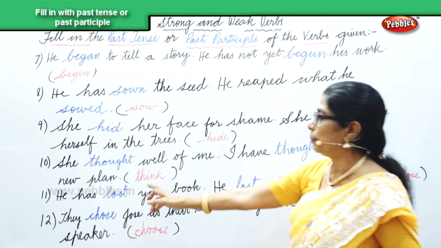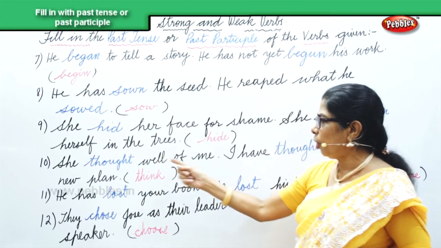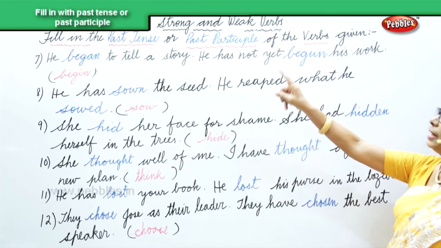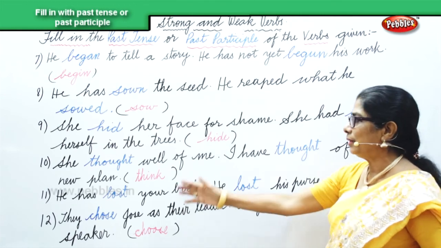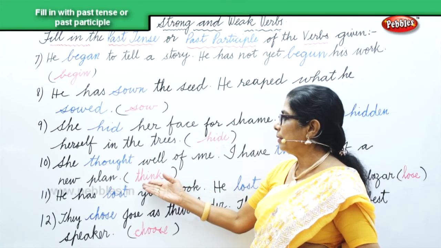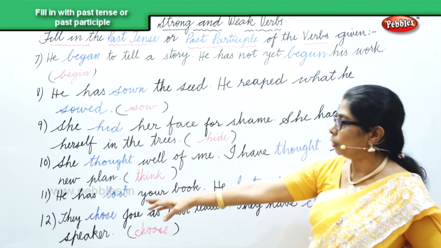She had hidden herself in the trees. That's the past participle. The verb in the present given to us is think. She thought well of me. Think, thought, both for past and past participle, same. She thought well of me. I've thought of her new plan.